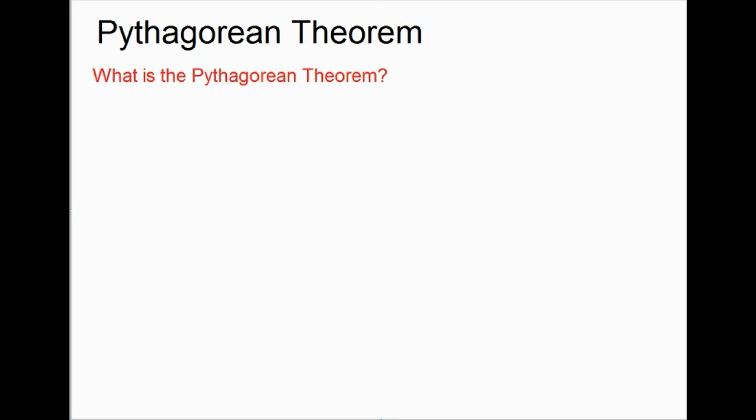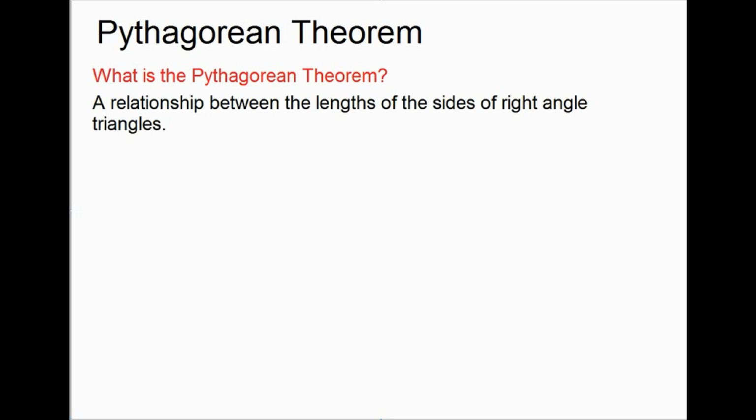The next thing we're going to explore is something called the Pythagorean Theorem. And the first question you're probably going to ask yourself is, what is the Pythagorean Theorem? Simply put, the Pythagorean Theorem is a relationship between the lengths of the sides of right-angle triangles.